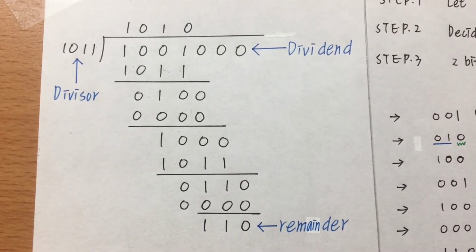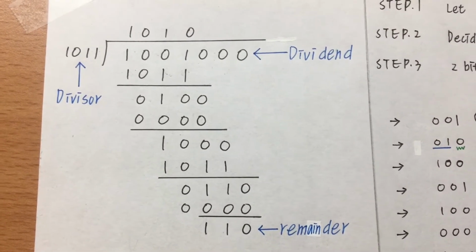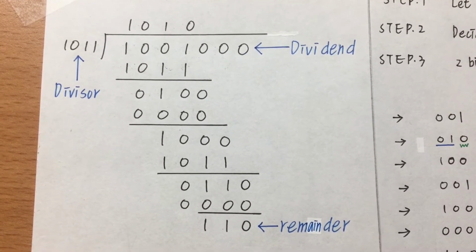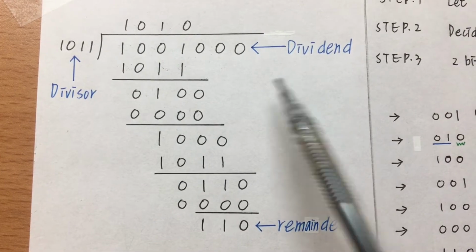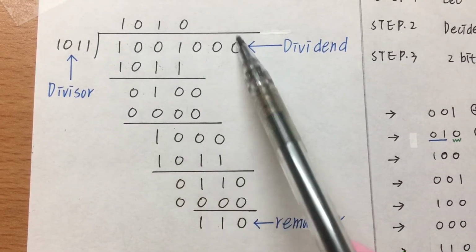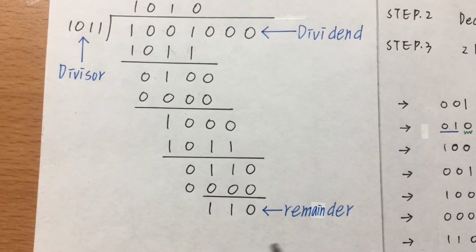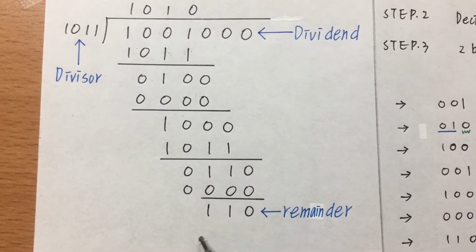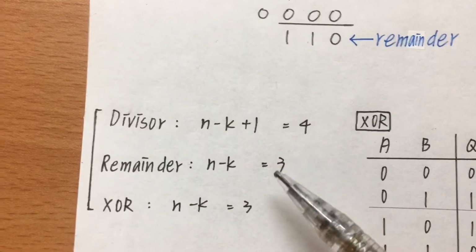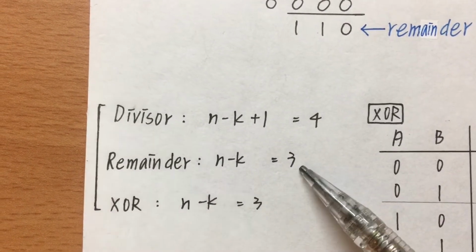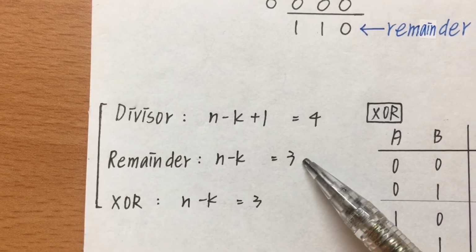Today we want to introduce hardware implementation. First, let's look at the example. This is the dividend, this is the divisor, and this is the remainder. The bits of the remainder are 1 less than the divisor. The bits of XOR are the same as the remainder.